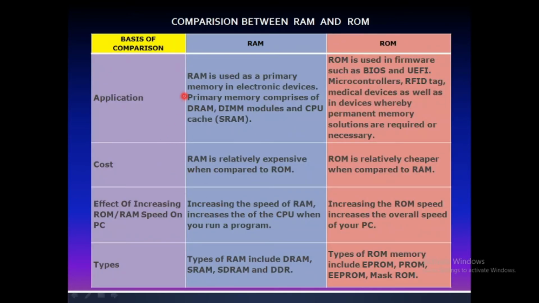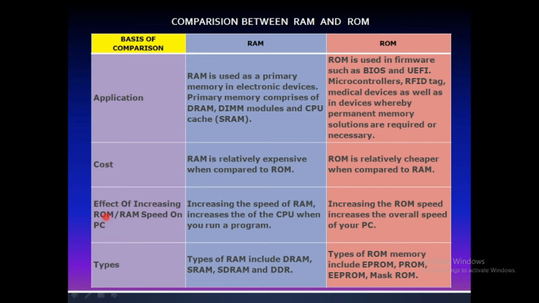Application: RAM is used as a primary memory in electronic devices. Primary memory comprises dynamic RAM, DIMM modules and CPU cache, that is static RAM. ROM is used in firmware such as BIOS and UEFI, microcontrollers, RFID tags, medical devices, as well as in devices wherever permanent memory solutions are required or necessary. Cost: RAM is relatively expensive when compared to ROM, whereas ROM is relatively cheaper when compared to RAM.